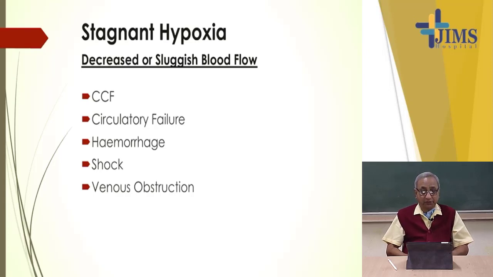What is stagnant hypoxia? This is decreased or sluggish blood flow in the system. It can be caused by congestive cardiac failure, any other circulatory failure as in huge blood loss, hemorrhage, shock, and any type of venous obstruction where the venous return to the heart is blocked or decreased. So the cardiac output also decreases and the patient goes into a shock.